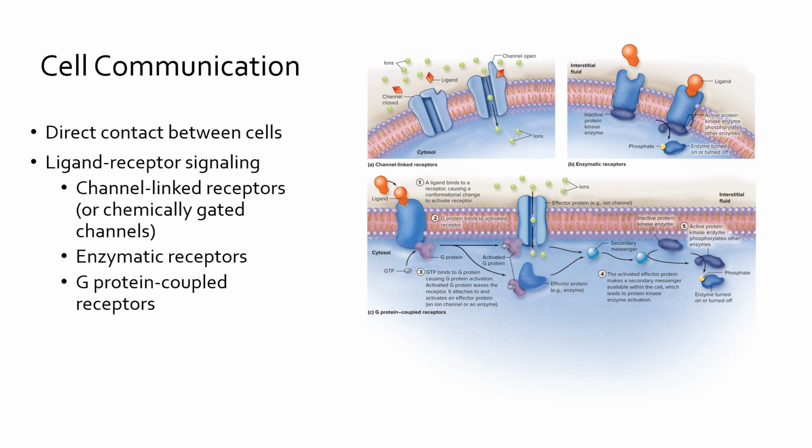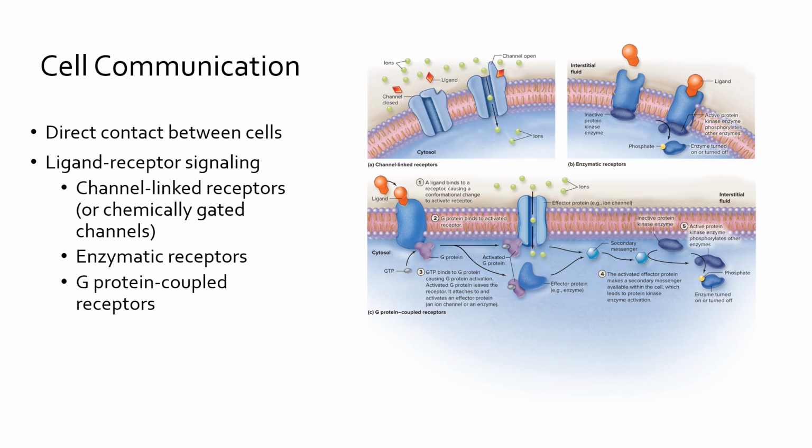There are three types of receptors. There are channel-linked receptors, or chemically gated channels. They permit the passage of ions into or out of the cell upon ligand binding. There are enzyme receptors, which act as protein kinase enzymes becoming activated upon ligand binding. Activated enzymes directly add phosphate groups to other enzymes within the cell.